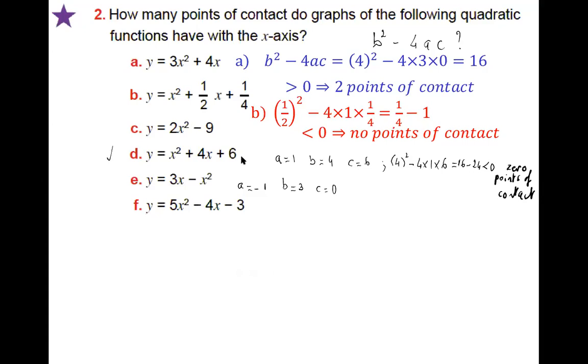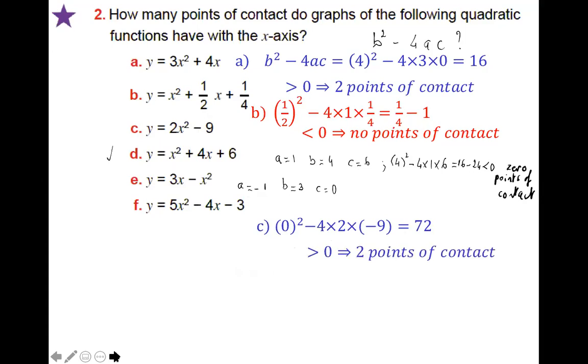Next, I've got C. For C here, I've got B equals 0, A equals 2, and C equals -9. So you put 0 squared, but then a negative times a negative gives me a positive. Then I know here I've got a positive discriminant. And if you've got a positive discriminant, you get 2 points of contact.